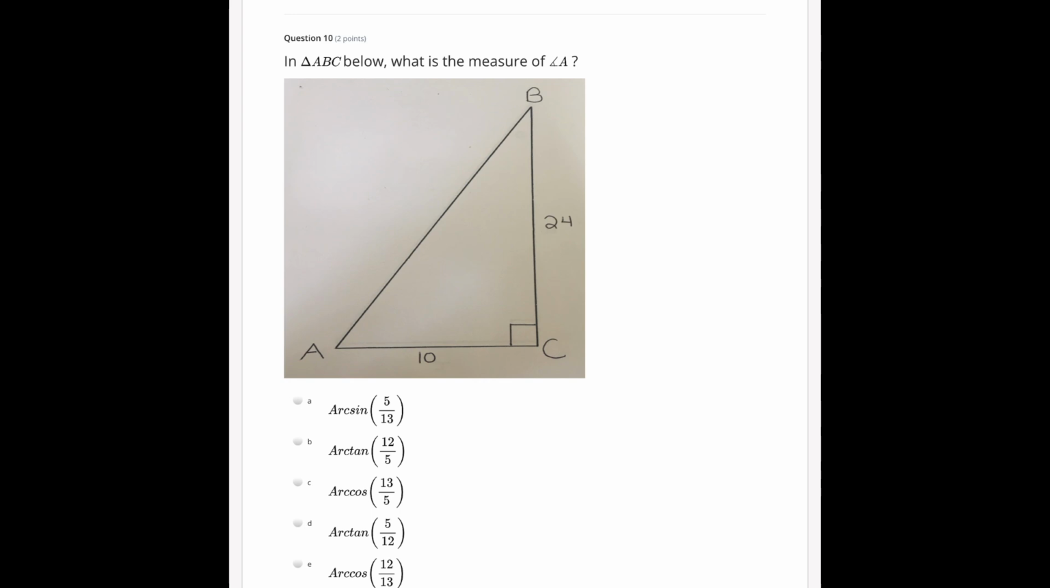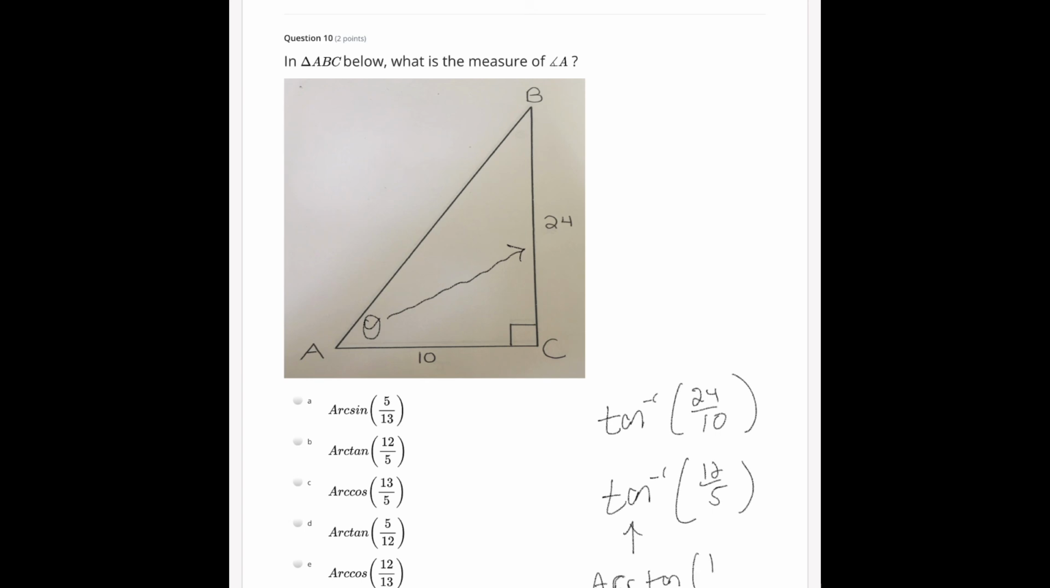All right, and number 10, what's the measure of angle A? So they're wanting us to actually solve for the angle. And if I was solving for the angle in my calculator, I would do tan inverse of 24 over 10. That's the same thing as tan inverse of 12 over 5. Another way of saying that is arc tan of 12 over 5.